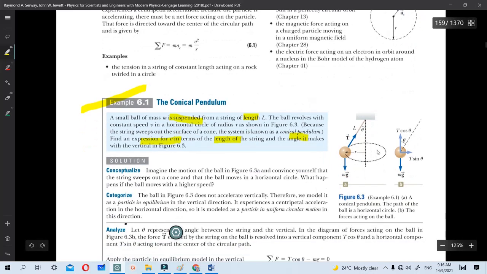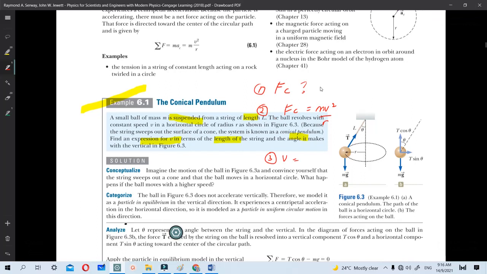Notice that in this example, what we are expected to do is, number one, identify our FC. What are the forces that contribute to the centripetal force? That's our first task. Then from there, we open up the expression into mv squared over r. Then later, the third task is to rearrange or simplify the expression into V equals something, which is unknown. So let's start with the first one.